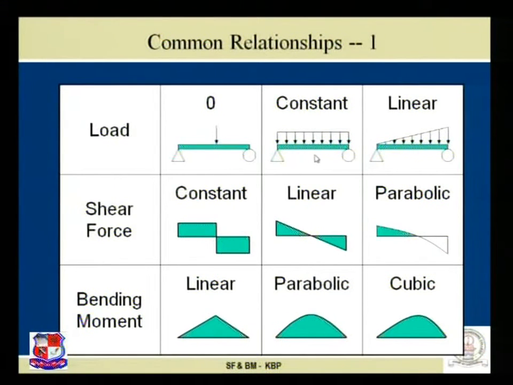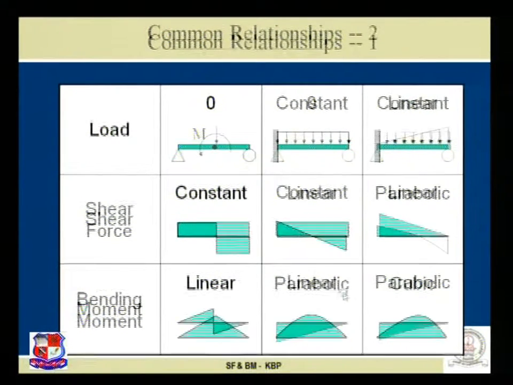So for a UDL, the bending moment variation is parabolic in nature, while for a beam subjected to a uniformly varying load, the load which is uniformly changing along the length of the beam, the shear force variation is parabolic in nature, while the bending moment variation is given by a cubic parabola. So these are the basic things that we have studied till now in the previous cases.